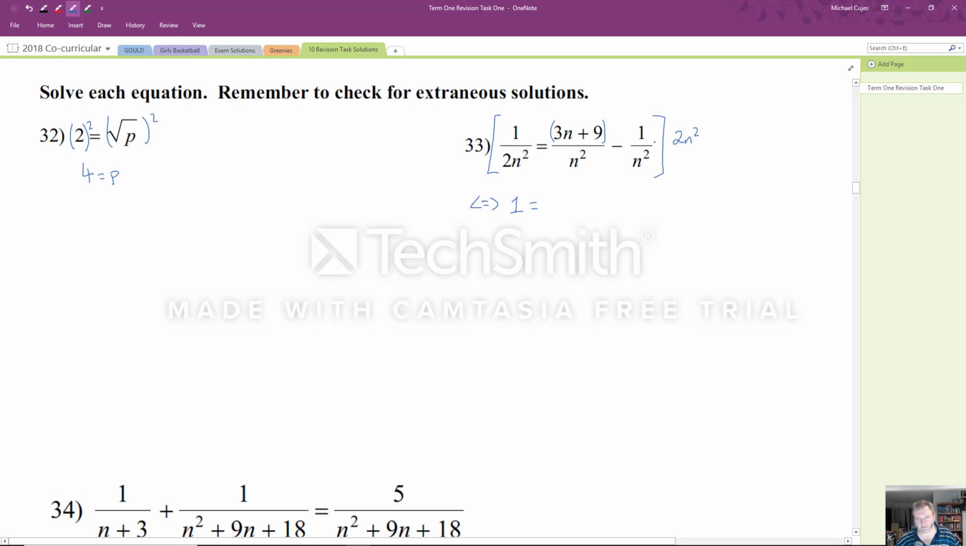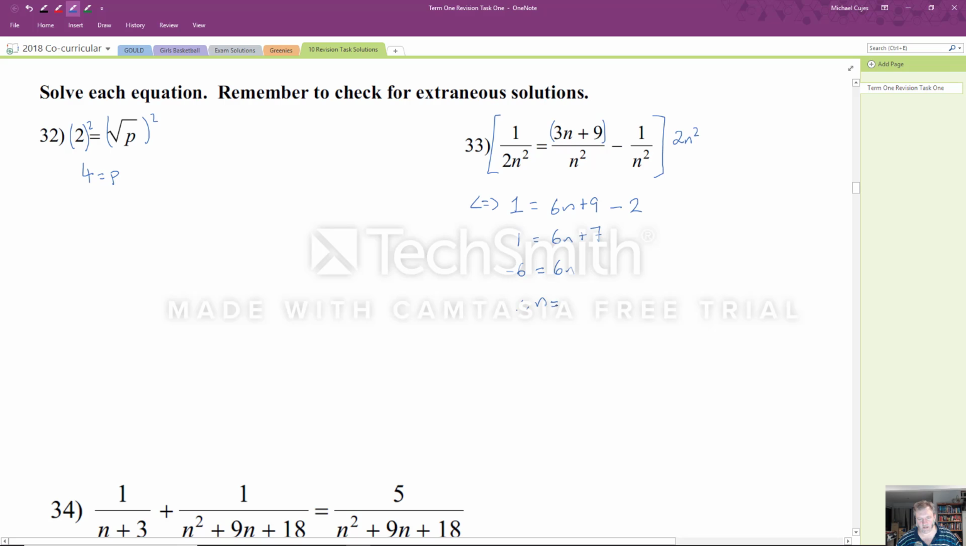Let's actually expand it as we write this line this time. So 2 times 3n is 6n, and 2 9s are 18. And then I've got the minus, and the n squareds cancel, and I've got 1 times 2 is 2. Nearly there, aren't we? We've got 1 equals 6n plus 7. Subtract 7 from each side, I have negative 6 equals 6n.